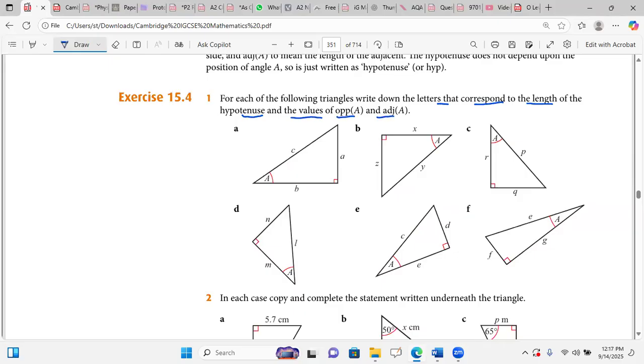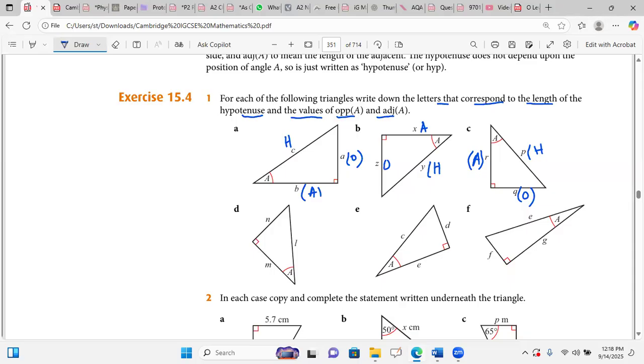If angle A is this, then this is opposite, this is adjacent, and this is the hypotenuse. In front of the 90 degree angle is the hypotenuse. Opposite to angle A is the perpendicular or opposite, and the side next to it is called adjacent. Same here, as it is 90 degrees, P is the hypotenuse. For angle A, R is adjacent, and the opposite side Q is the opposite.